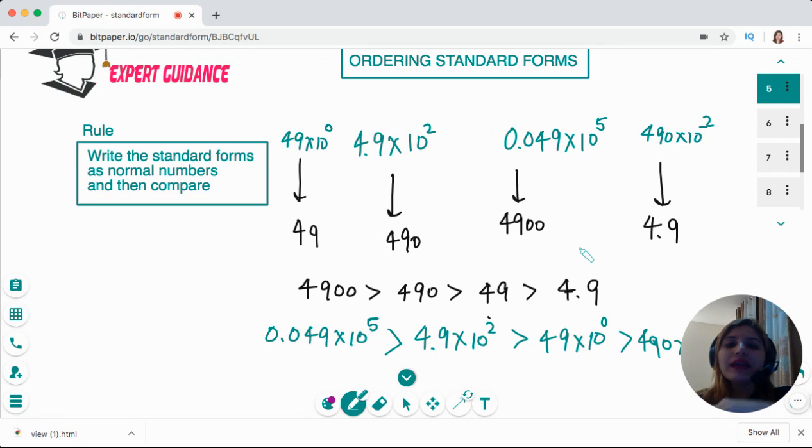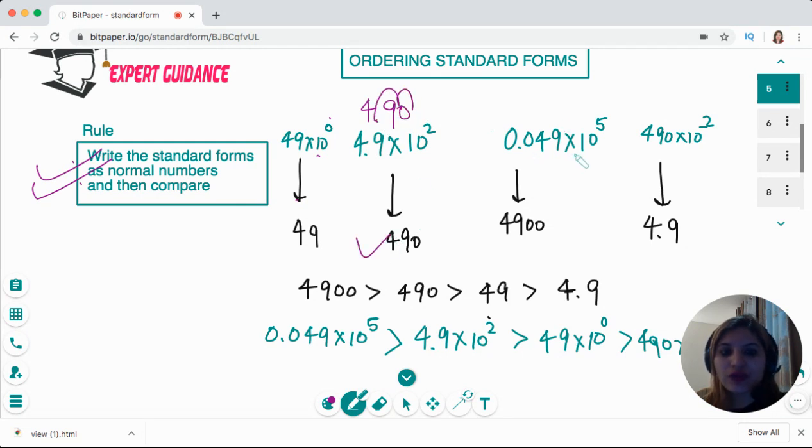Now, there could be a question where they'll ask you to order numbers in standard form. The rule to do that is write the standard form as normal numbers and then compare. So it is 49 times 10 power 0, which is 49. 4.9 times 10 power 2. So here you will move the decimal 2 places to the right. So you will get 490.